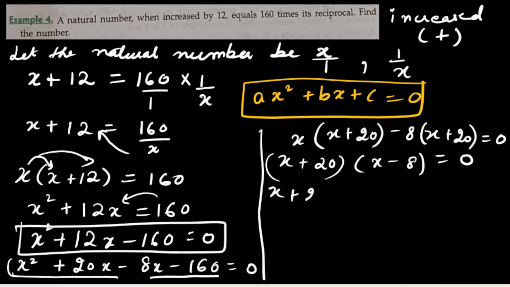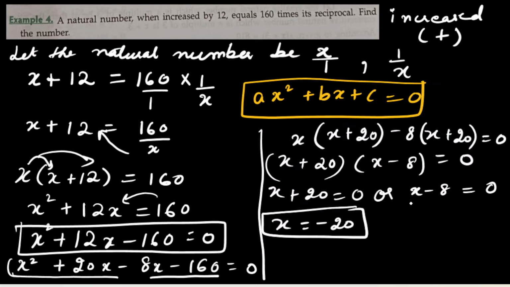So x plus 20 is equal to 0 or x minus 8 is equal to 0. So from here we will get the value of x as minus 20 or the value of x as 8. These are the values which we will get. But here, what is x? x is again a natural number. So which value of x will we accept here?